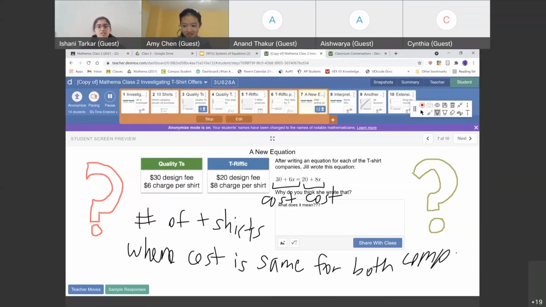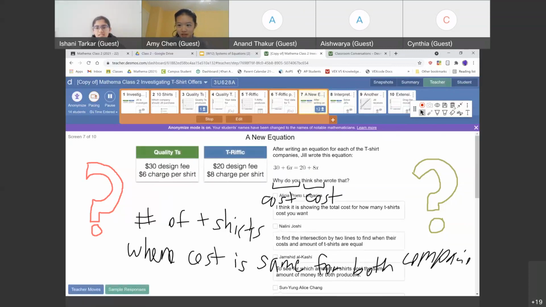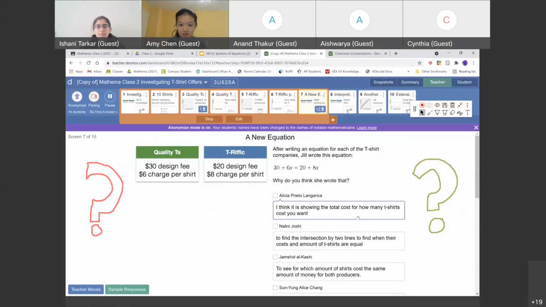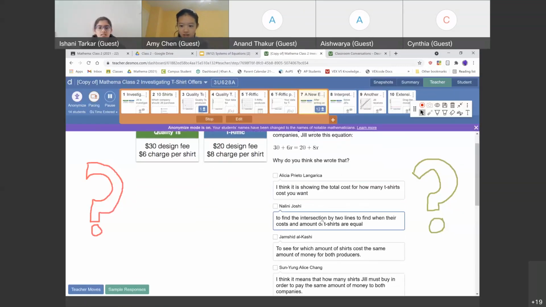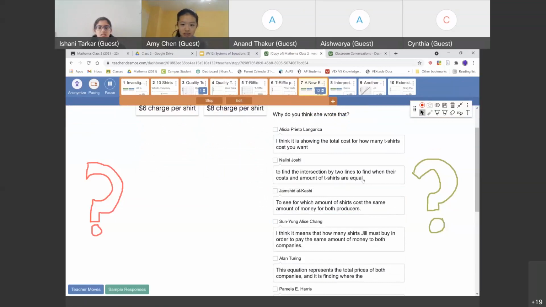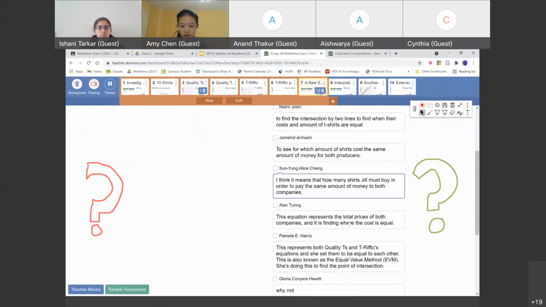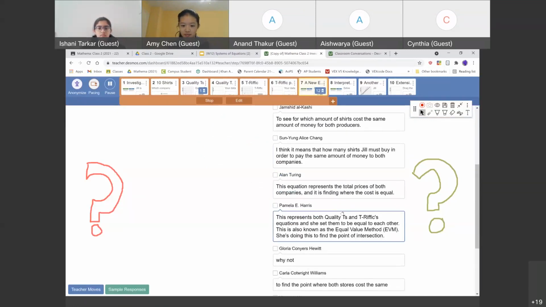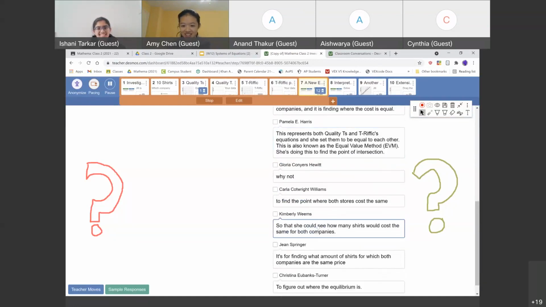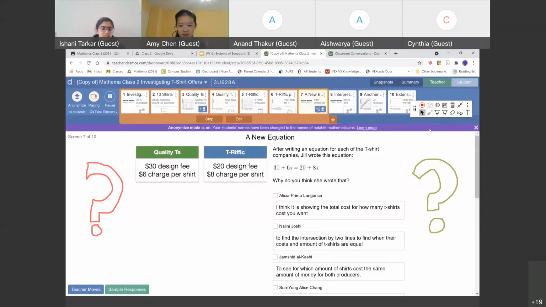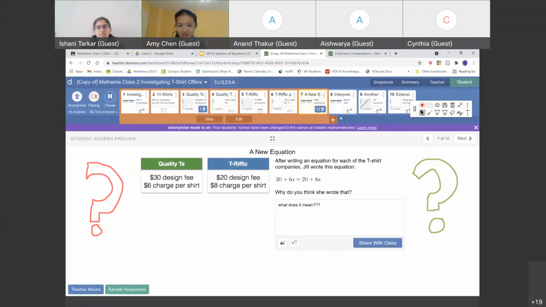I think a lot of you said that. Yeah, I saw some answers. It's showing the intersection of the two lines, when the cost and the amount of t-shirts are equal. It means how many shirts Jill has to buy in order to pay the same amount of money to both companies. Yes, it is like the equal value method. How many t-shirts would cost the same for both companies? Yeah, so you guys pretty much get it.